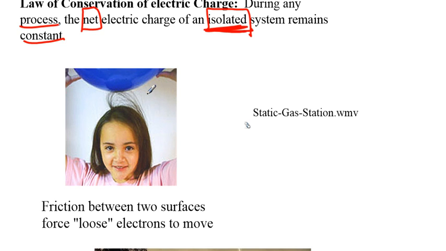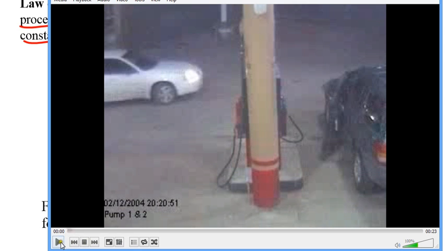We can define the system to be the girl and the balloon together, and all we've done is move charges from the girl's hair onto the surface of the balloon. The total charge of the girl and the balloon together hasn't changed. All we've done is move where the charges are located. And to see another example of this, I have this quick video.